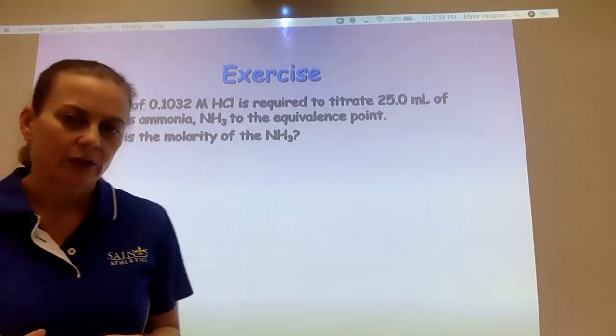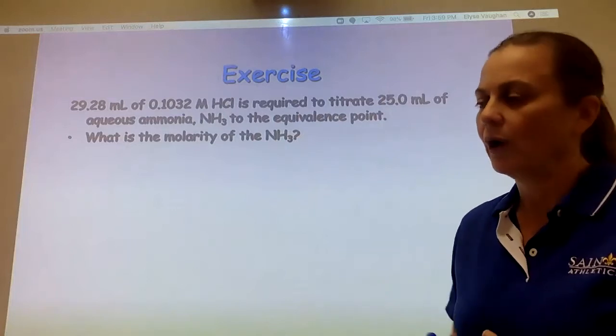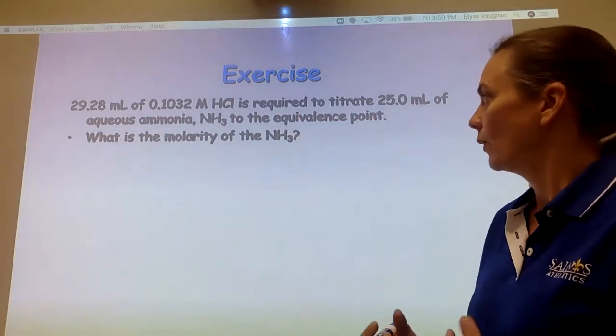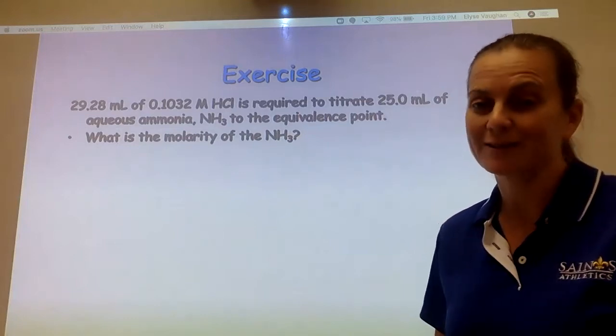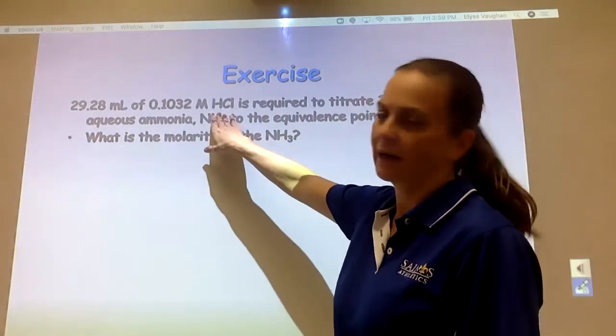Okay, so we're going to take a look at this particular exercise. In this titration, this is an acid-base titration. We're titrating hydrochloric acid with aqueous ammonia. Actually, we're titrating aqueous ammonia with hydrochloric acid, sorry. So we know the molarity of the hydrochloric acid.